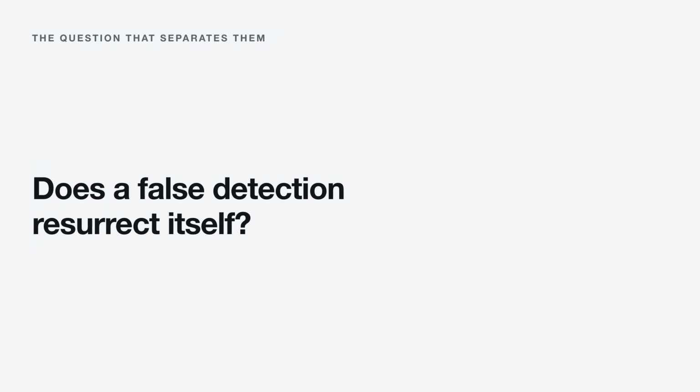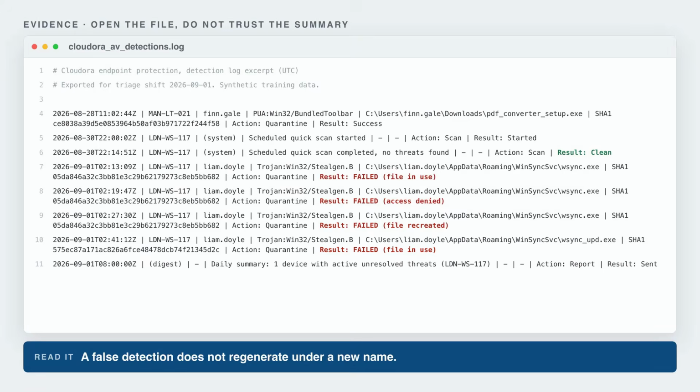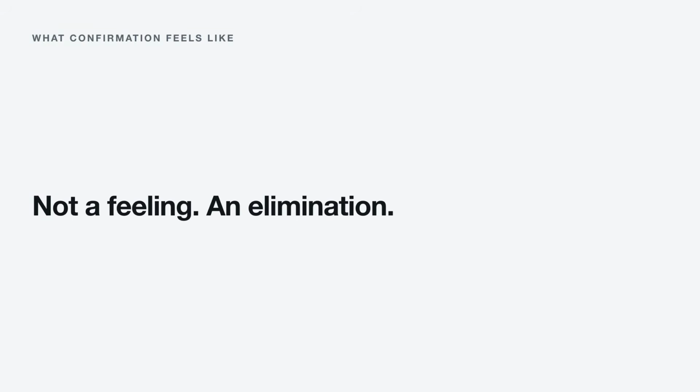So now apply the one question that separates our two hypotheses. Does a false detection resurrect itself? No, it doesn't. A false positive is the scanner being wrong about a harmless file that is sitting still. This file is not sitting still. It's regenerating under new names faster than the tool can kill it, which means something on that machine is executing and defending itself. So the benign story cannot produce this data. And that is what confirmation actually feels like. Not a feeling, an elimination.